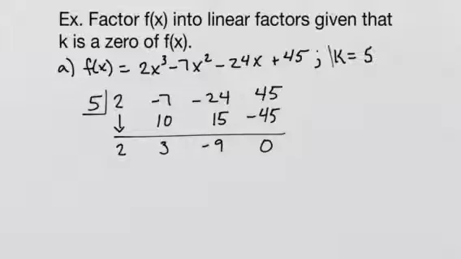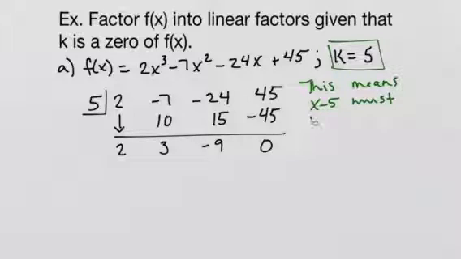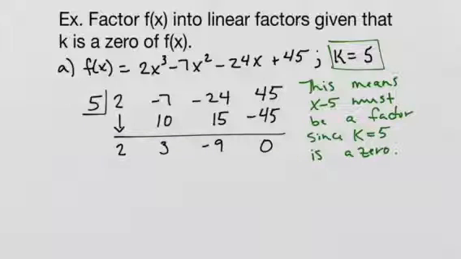Since we were given that k equals 5 is a 0, then we know that x minus 5 must be a factor, and that's from information that we learned prior in this material. So what we'll do is we'll start factoring this out. We say f of x is equal to, the first factor that we found is x minus 5. Since k equals 5 is a 0, x minus 5 is a factor.